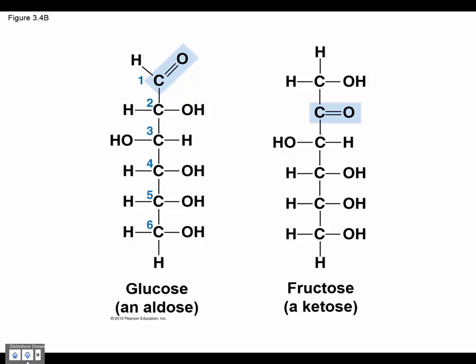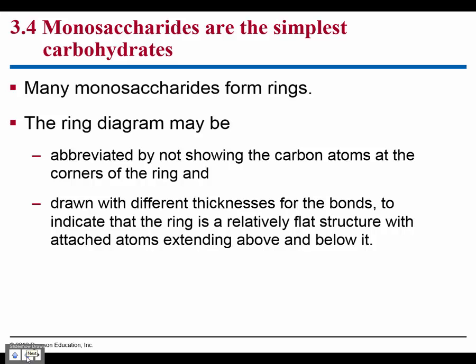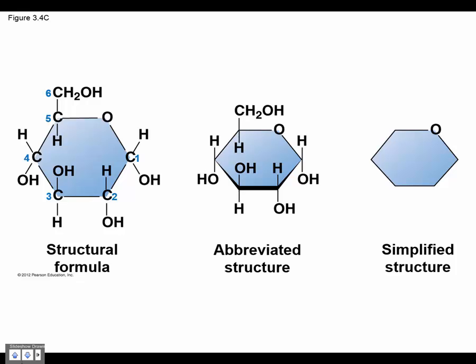So here's glucose and fructose, and very similar. But if you notice, there's 6 carbons. And then a lot of these monosaccharides will form rings. We show those rings with the carbon and the benzene ring. And so we kind of abbreviate it and draw it differently. So you have a structural formula, abbreviated formula, simplified structure, but that's glucose, and you should be able to recognize that as glucose for the test.